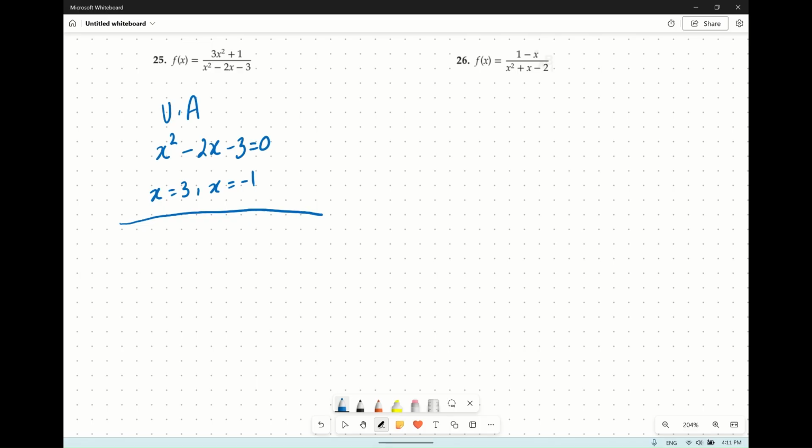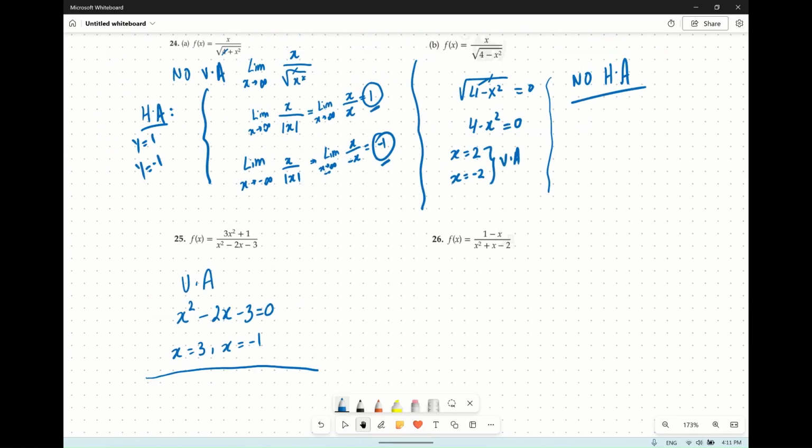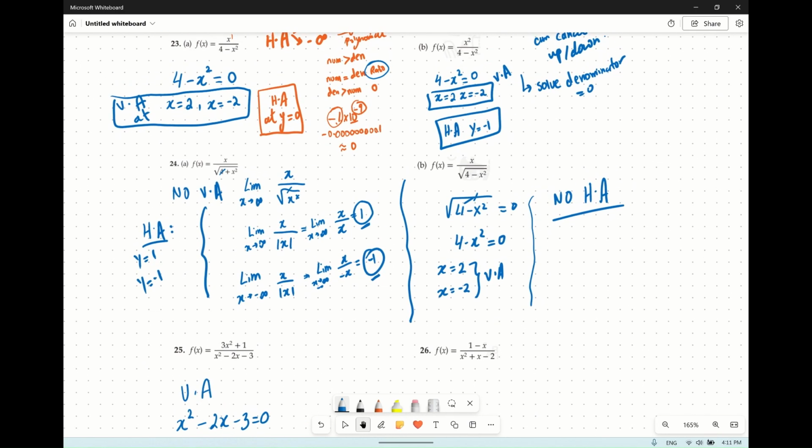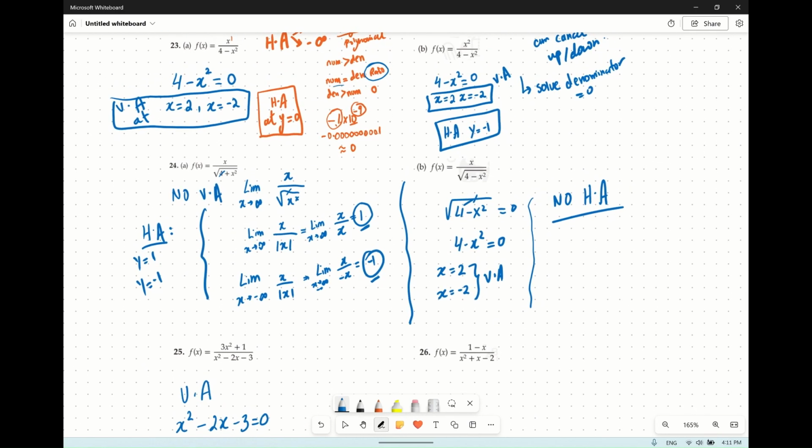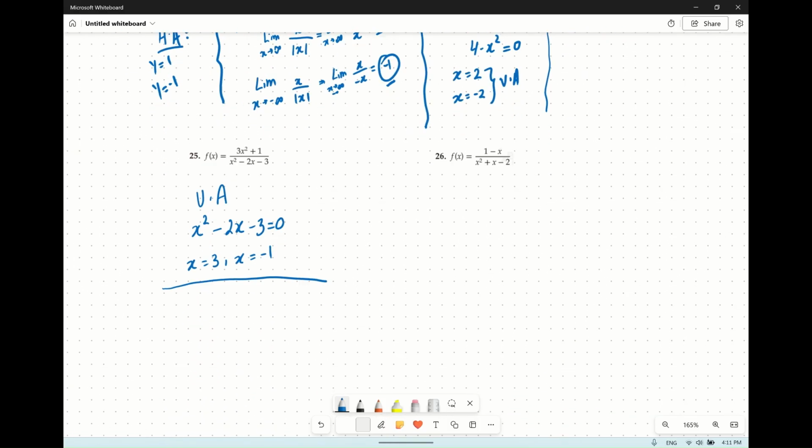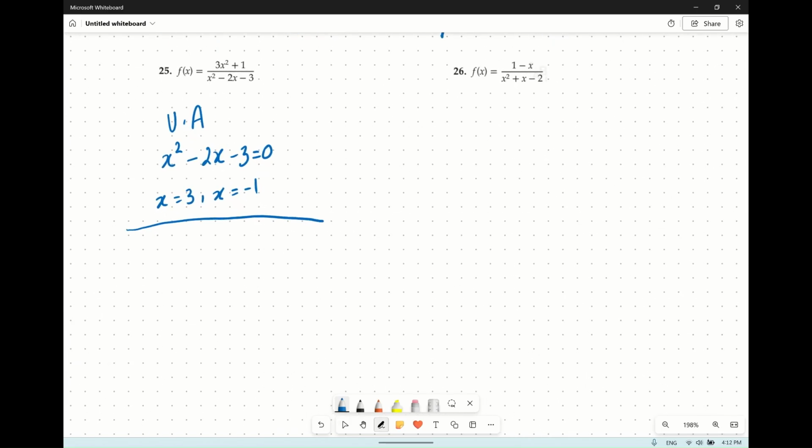What about the horizontal asymptote? Since this is a polynomial over a polynomial, we can use our rules directly, the ones that we saw here. If the degrees are equal, we take the ratio of the leading coefficients. So the degree up here is 2, the degree down is 2. The leading coefficient here is 3, the leading coefficient here is 1. So 3 over 1 is 3. So there is a horizontal asymptote at y equals 3.